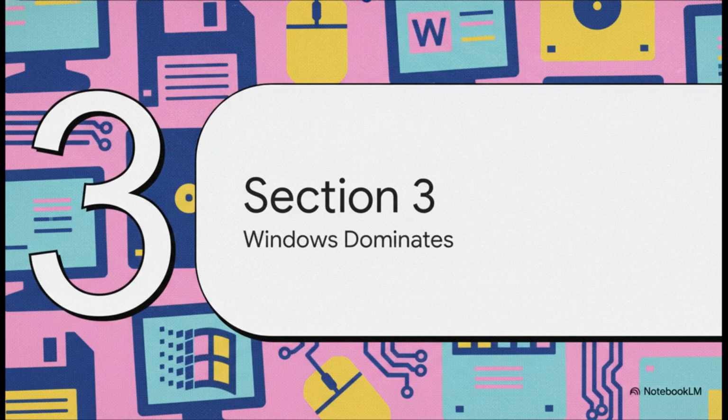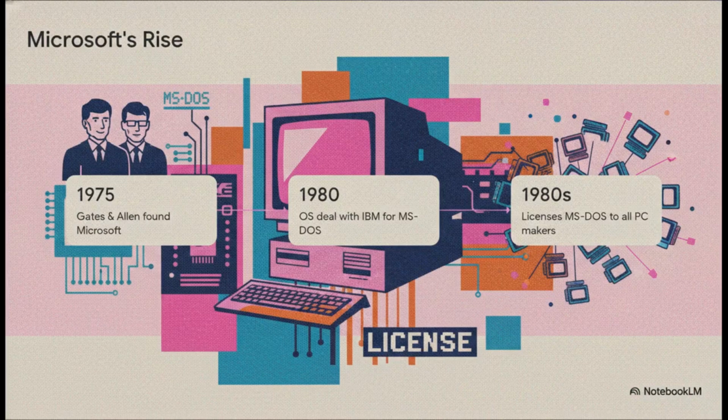Which brings us to Section 3, Windows dominates the PC. Okay, so while Unix was evolving inside the walls of university computer labs, a totally different story was unfolding out in the consumer market. And it was all driven by one pivotal decision in 1980. Bill Gates and Paul Allen had founded Microsoft in 1975, right? Well, when the giant IBM needed an operating system for their new personal computer, Microsoft adapted an existing system into what became MS-DOS. But here's the kicker.